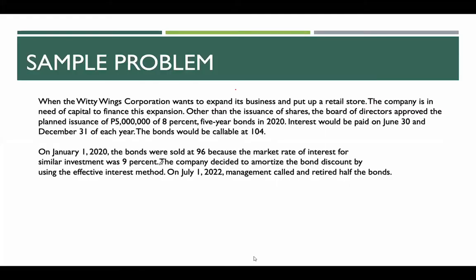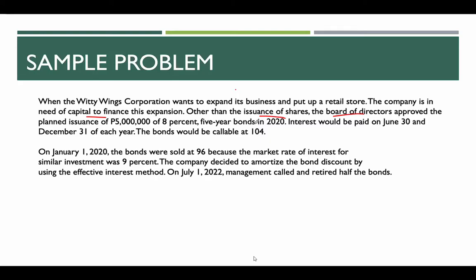Okay, so let's have a sample problem for accounting for bonds, initial measurement, and subsequent measurement. We have a company that wants to expand its business. To finance that expansion, the company has to raise capital. So ang ginawa nila, nag-issue sila ng stocks, and other than that, the board of directors approved the issuance of 5 million, 8%, 5-year bonds in 2020.